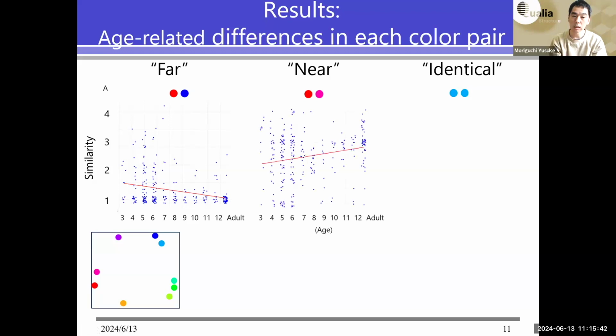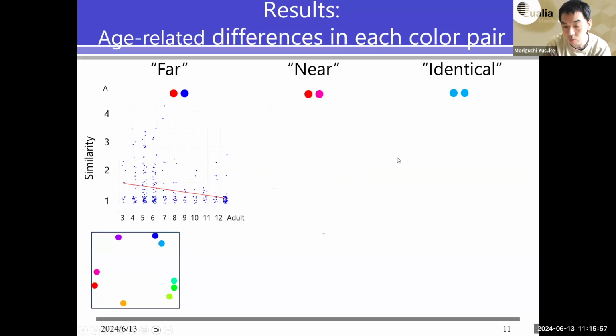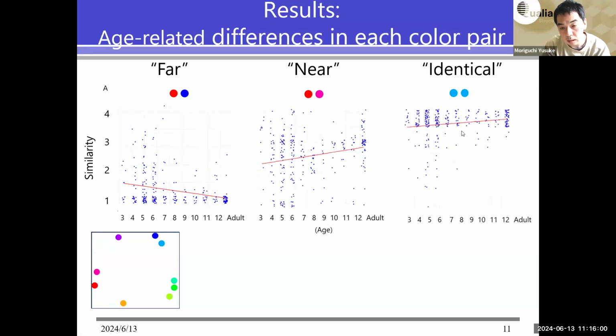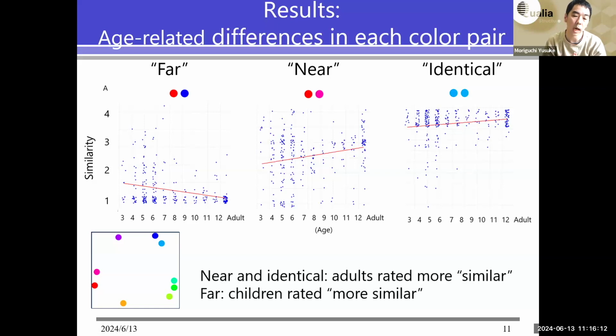But in contrast, in the near color pair, like red and pink, adults rated more similar compared to the young children. So this contrast is interesting for us. And for the identical pair, generally no difference, but a little bit of a similar pattern is observed. So this is just an example, but generally, for near and identical pairs, adults rated more similar, but for far pairs, children rated more similar. So this contrast is observed in each color pair result.